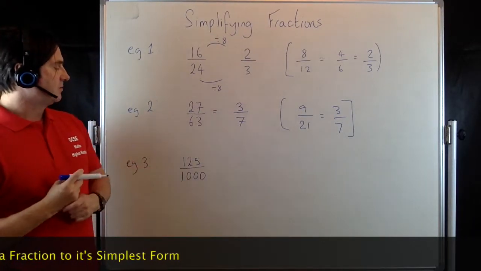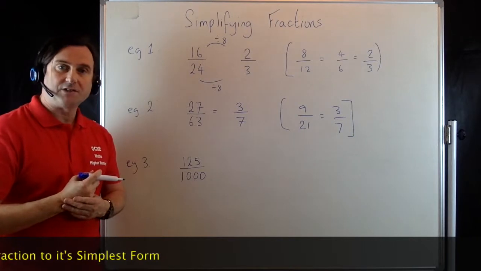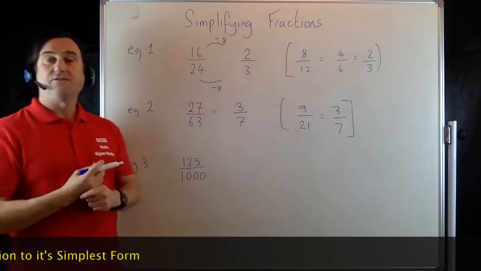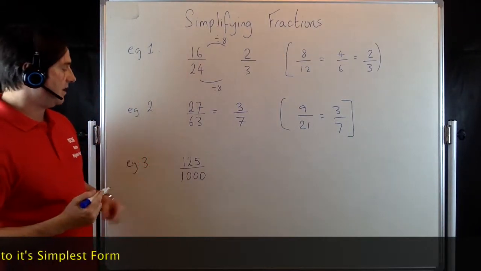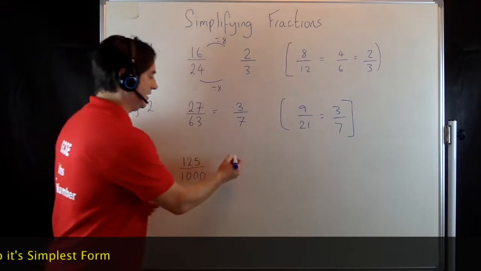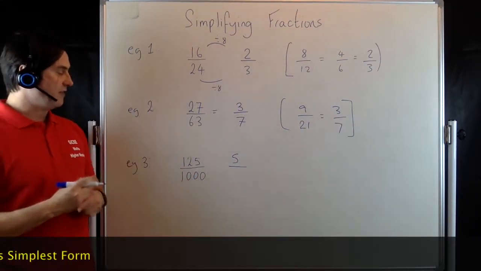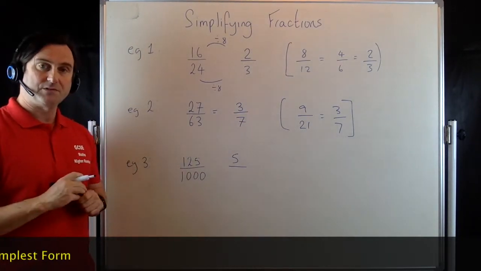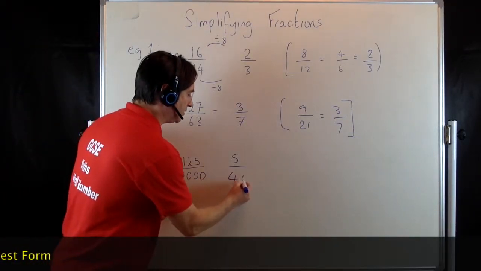Okay, the last one here, example 3. It's pretty clear to see that 5 goes into both of these, but there is a larger number. 25 will also go into both of these numbers. 25 goes into 125 5 times, and 25 into 1,000, well, I know 25 goes into 100 4 times, so it must go into 1,000 40 times.